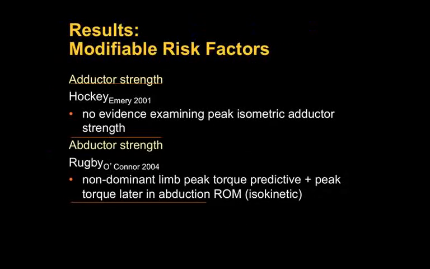This shows consistency that previous injury may potentially be a risk factor for groin strain injuries, as well as consistency in the evidence out there of other muscles showing such an issue. Results of modifiable risk factors: adductor strength. There's no evidence that peak isometric adductor strength is a risk factor. There is slight evidence to show that there might be a prediction for a risk factor, as I said earlier, in non-dominant limb peak torque, as well as peak torque later in the abductive range of motion in isokinetic testing, as predictive of groin strain injuries.